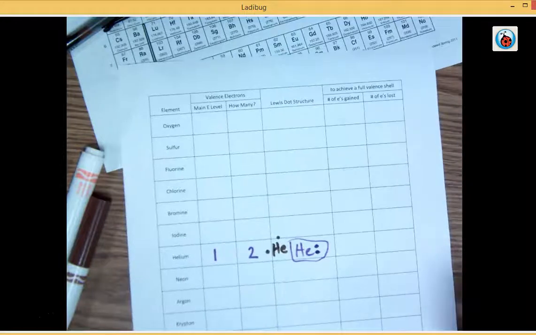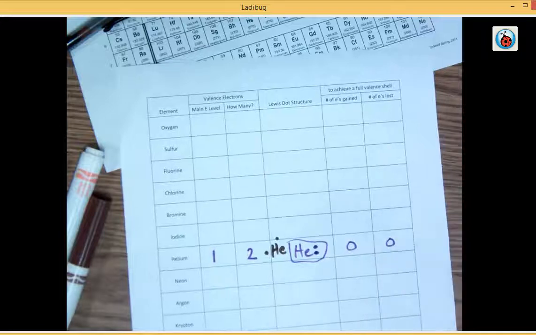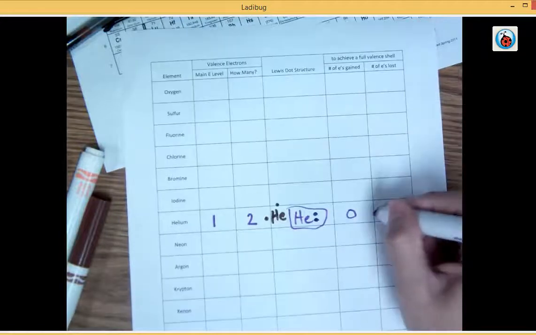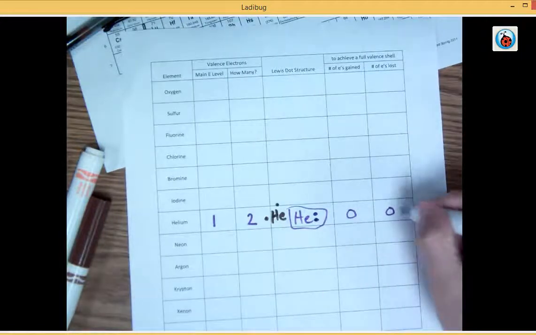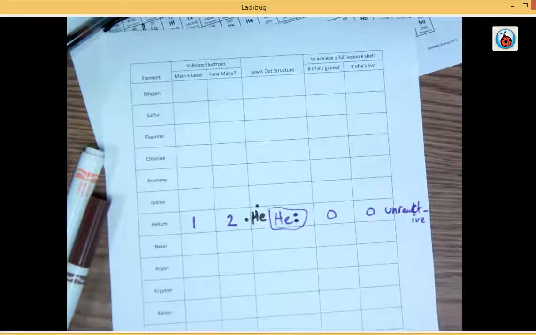Number gained, it doesn't need to gain anything because it's full. Number lost, it doesn't need to lose anything. So a noble gas is not going to want to gain or lose. That is why they are unreactive. Okay, unreactive. Can't spell. Unreactive. Because they don't want to gain or they don't want to lose.